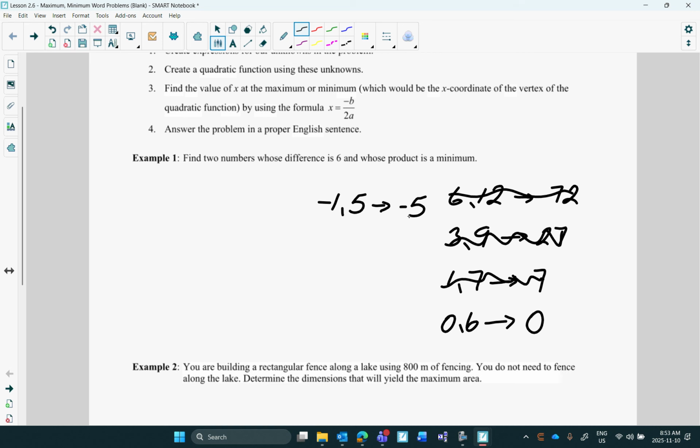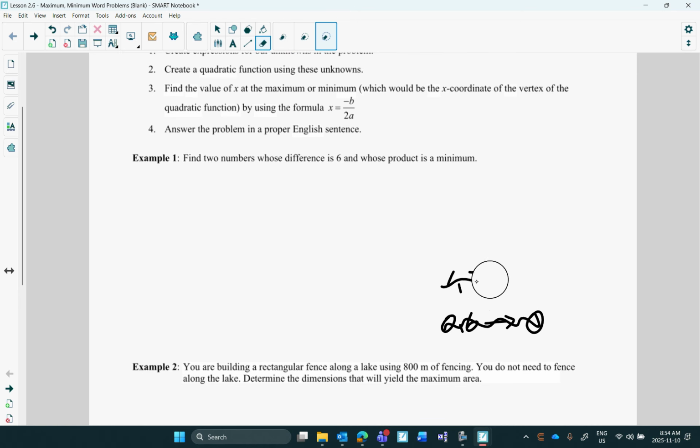Okay, we'll stop there, because you can see guessing is not very efficient when we have a way to do it logically. Here's how we do it.